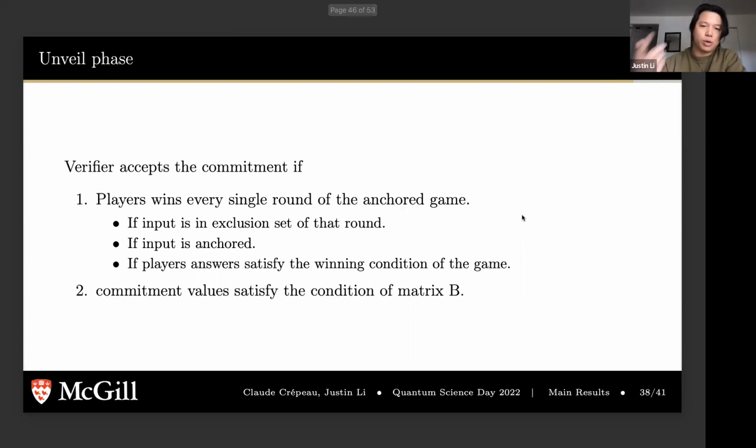And with that, the verifier gets to verify if for each K-square round, the players have actually answered correctly for that game. And if the players answer correctly for all K-square rounds, then the verifier will accept that commitment. If not, if in any of the rounds of the game the players have answered wrongly, then he would say that the commitment was false.